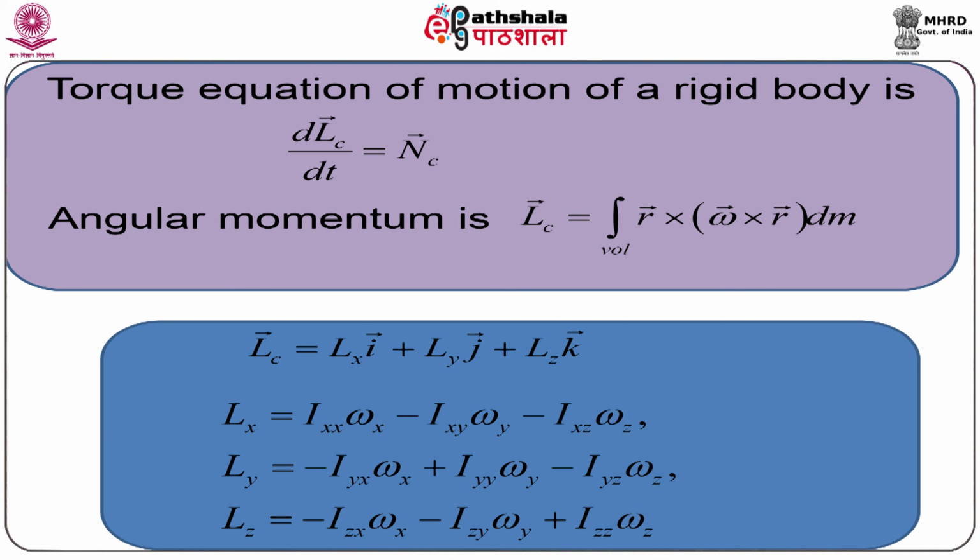Also we know that total derivative of LC vector with respect to t, that is d dt of LC vector, is equal to del del t of LC vector plus omega cross LC vector. From torque equation we have obtained del del t of LC vector plus omega cross LC vector equal to NC vector about the center of mass.